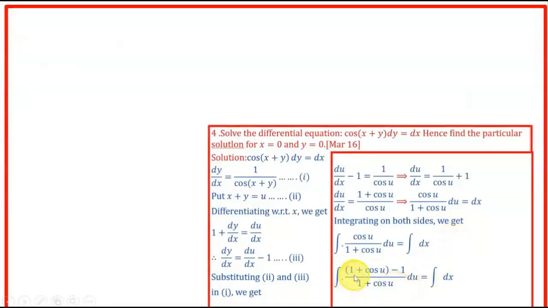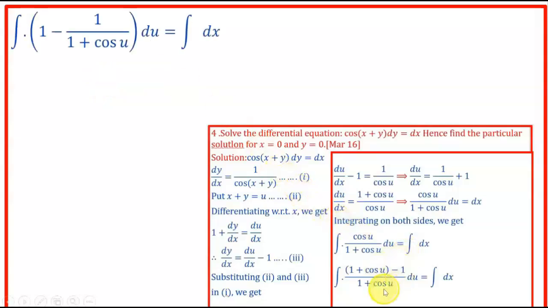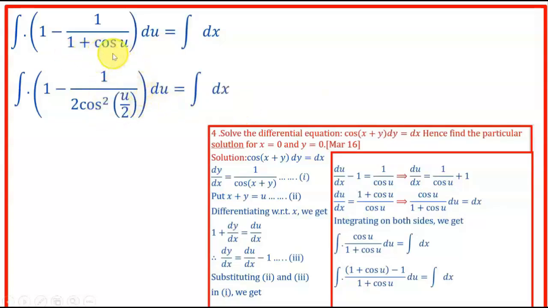Now see this here. Split this up: (1 + cos u)/(1 + cos u). You will get the integral of (1 - 1/(1 + cos u)) du equals the integral of dx. Next, what is 1 + cos u? With the help of trigonometry, it is 2 cos²(u/2), so the bracket complete into du equals the integral of dx.